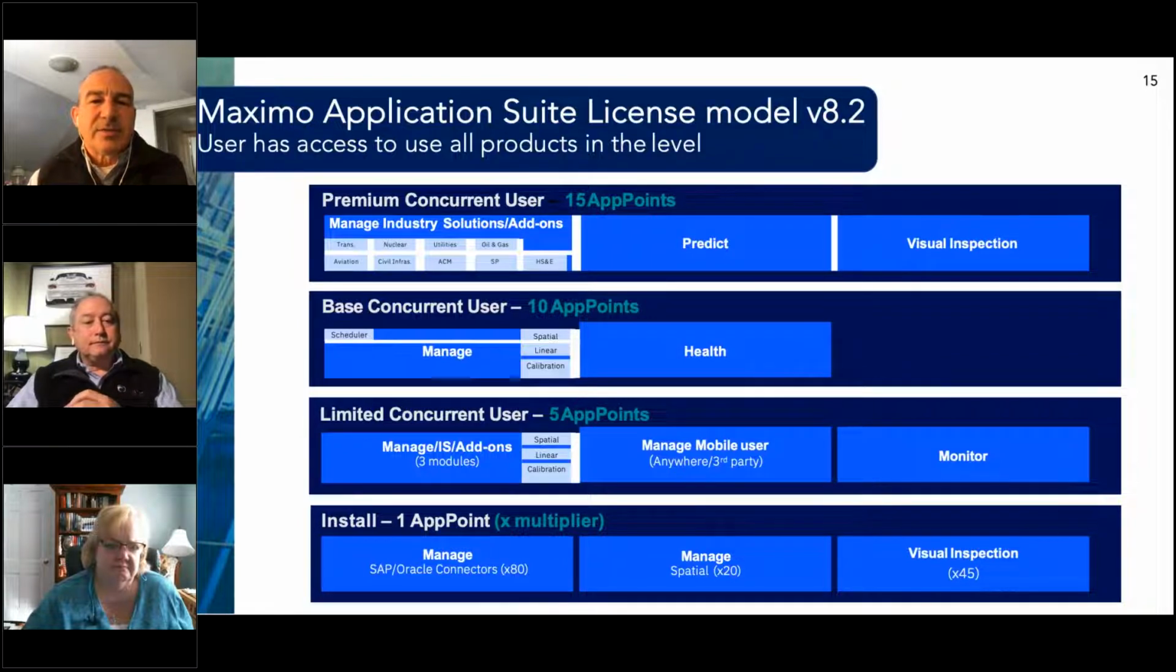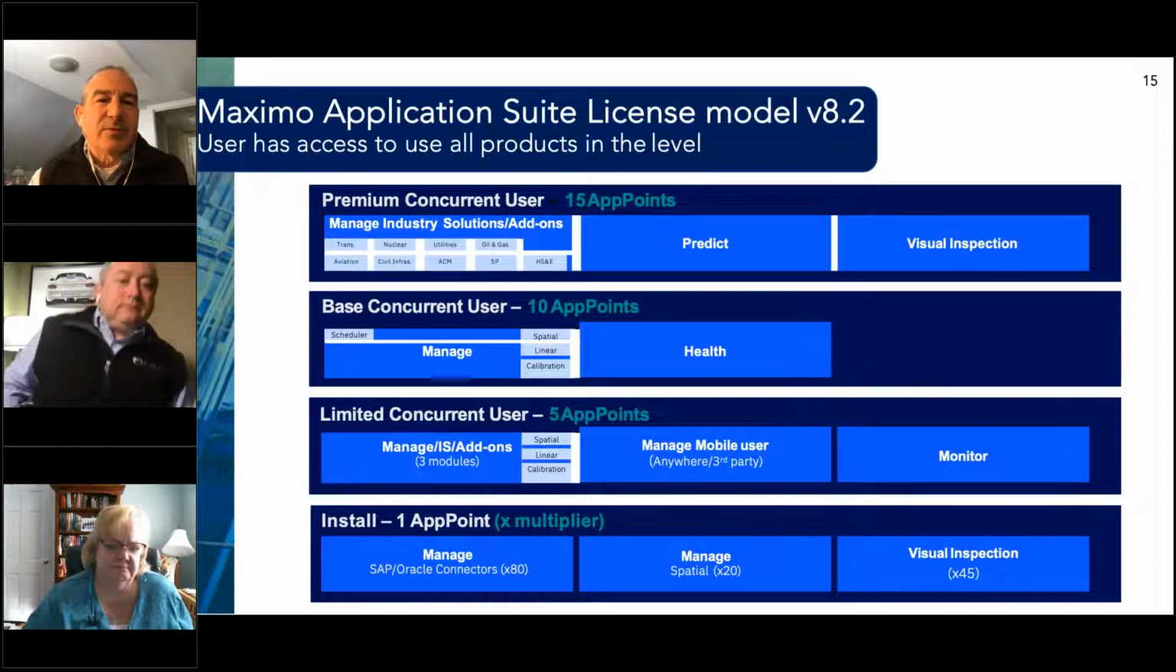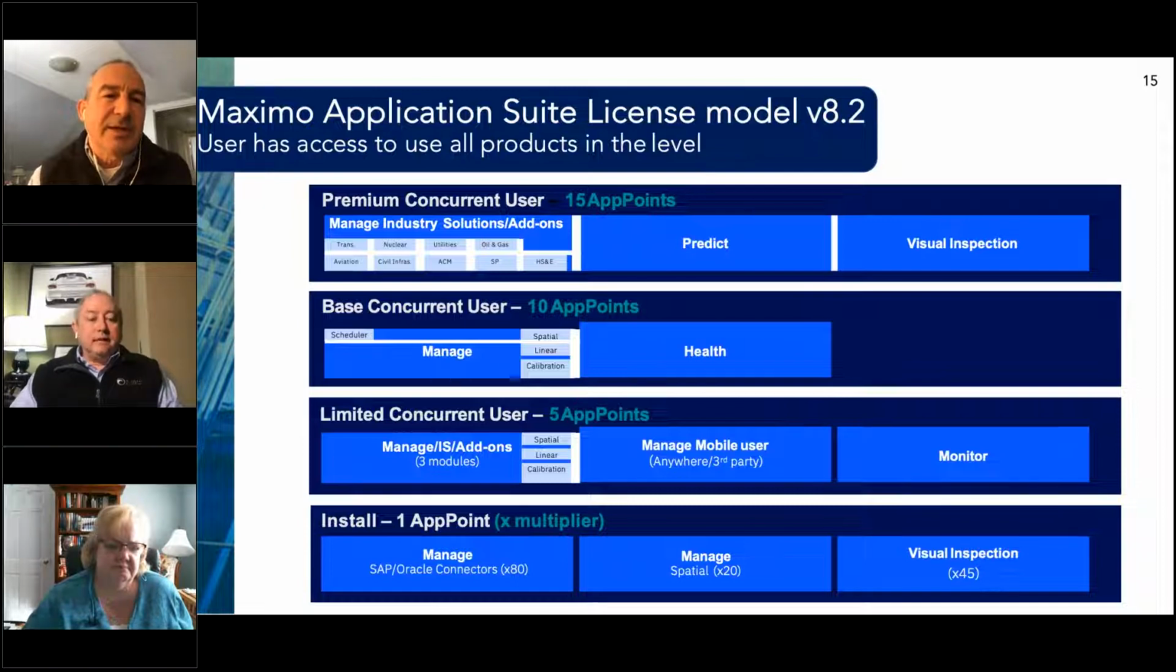That's correct. And we've got some tooling to help any customer determine how many application points they might need. So we map what they have today and the number of users to this new concurrent model with the app points. Right. So yeah.